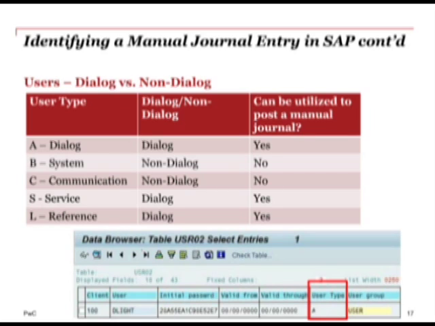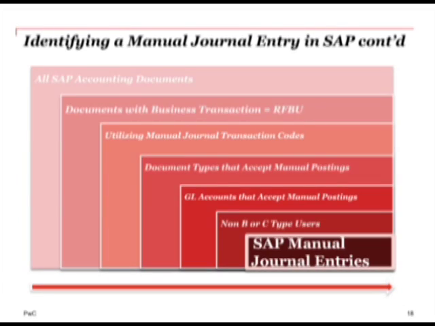Then there's document types that accept manual postings based on the configuration for the document type. If we determine that it's a document type that could not be utilized, then we would exclude it because it's marked for batch input only or doesn't have the account type set up for account type S. Then there's the GL account configuration where we have the automated post only and the reconciliation accounts. Those accounts we could exclude from the population.